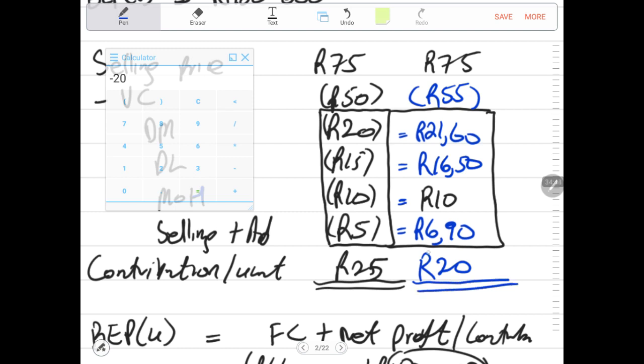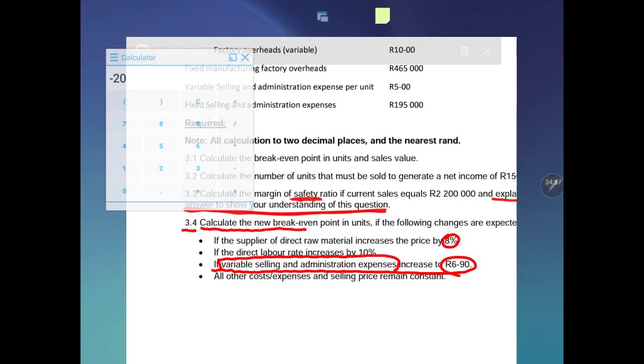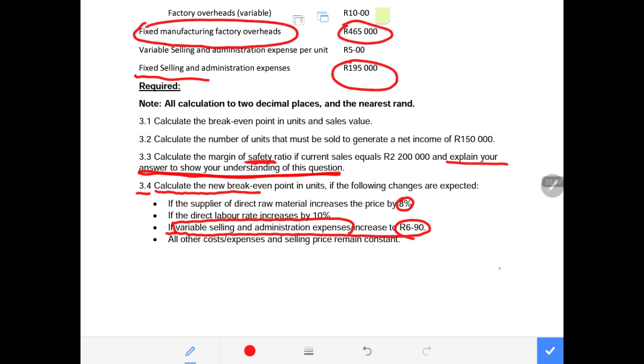And now that we have the new contribution, a new contribution being used in the calculation of the new break-even point. And take note once again, our fixed cost remained the same. There is nothing that was said about our fixed cost, meaning the fixed selling and admin still remains at 195,000 and fixed manufacturing overheads still remained at 465,000.